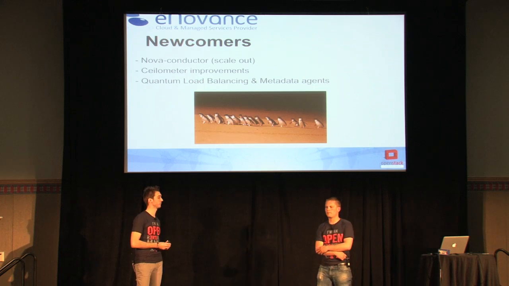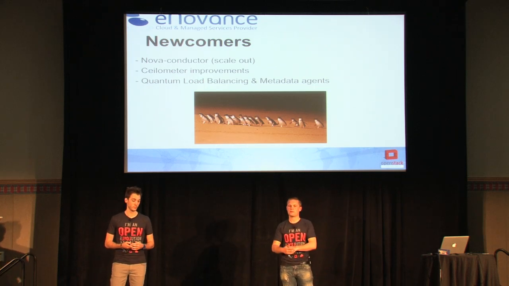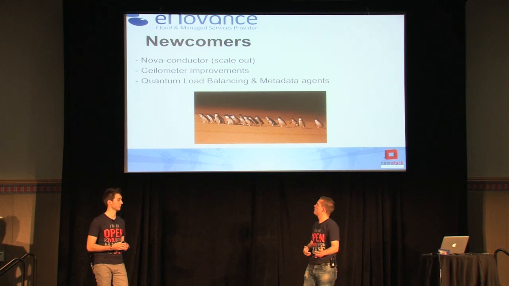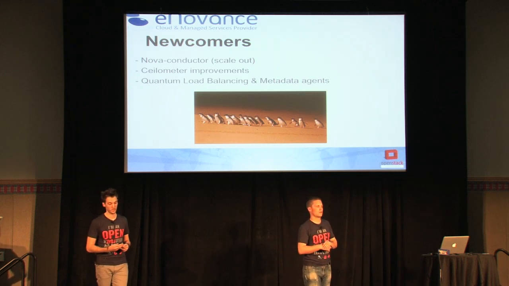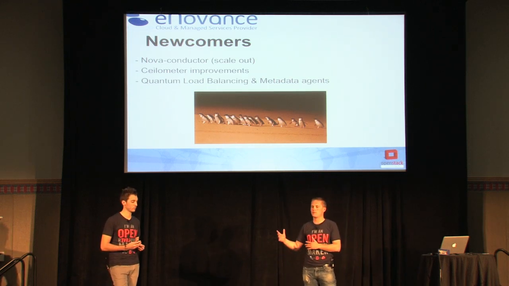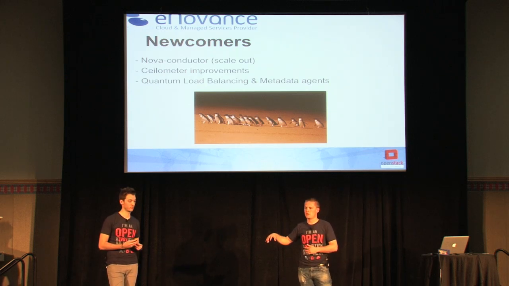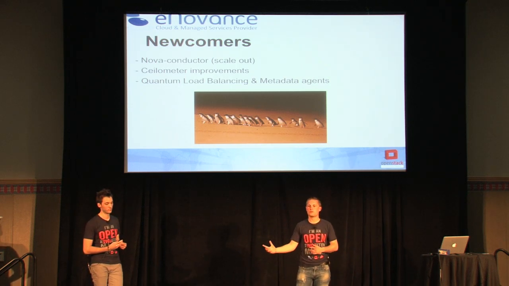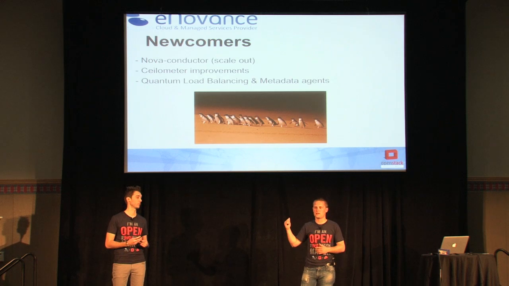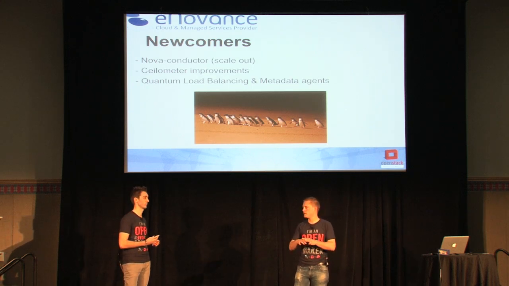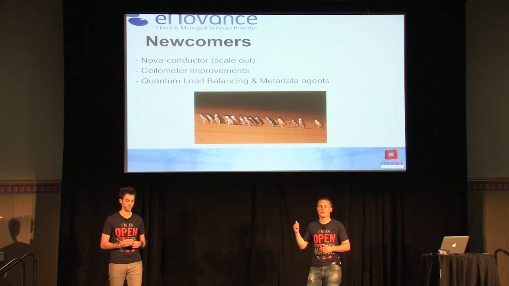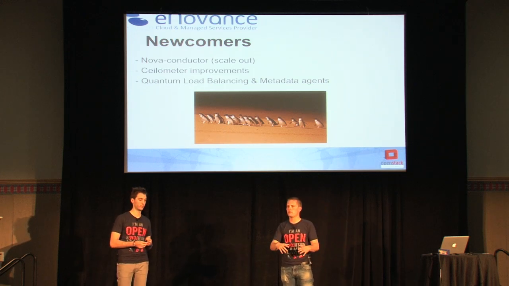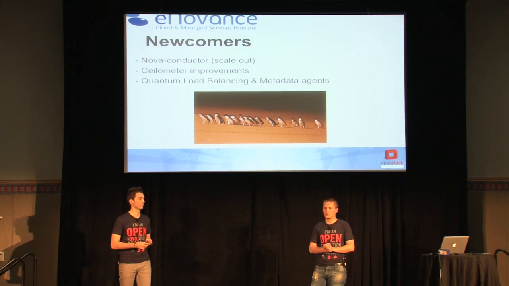Newcomers? Yes, in the Grizzly release and in the next release, Havana, we have a new component in OpenStack. The first one is Nova Conductor, which means Nova Compute doesn't need database access from the compute nodes anymore, and these services can be scaled horizontally. So in our cluster, we didn't write any resource agent for Pacemaker. We only put it in the cluster and run multiple Nova Conductor nodes.